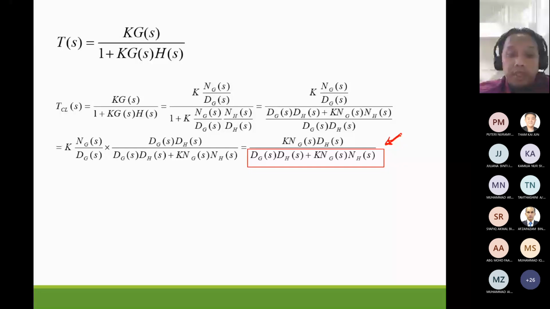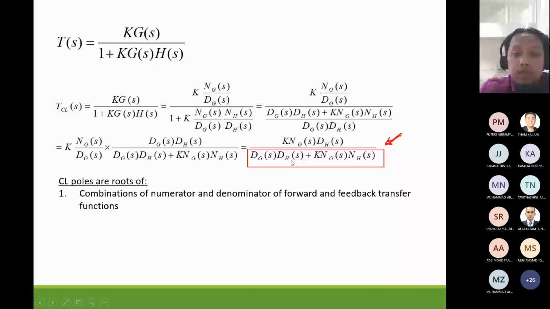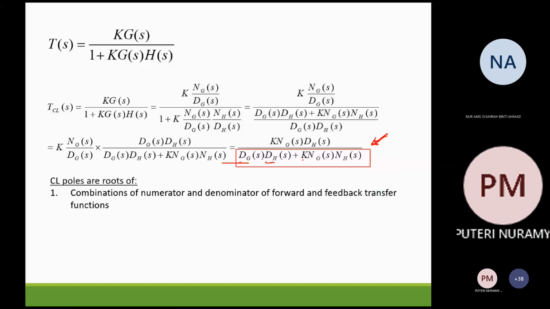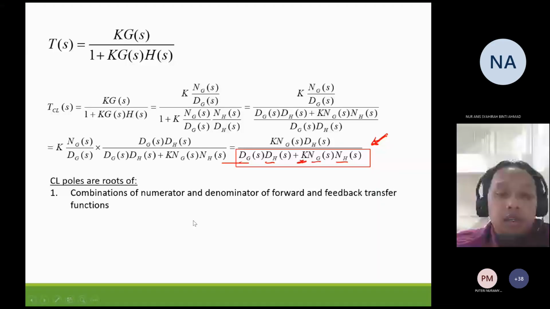From this final equation, you can try to find the poles of this closed loop transfer function. If you look at the denominator, there is a term from DG and DH, and there is a k here with NG and NH. So the denominator consists of the numerator and denominator of the forward and feedback transfer functions.